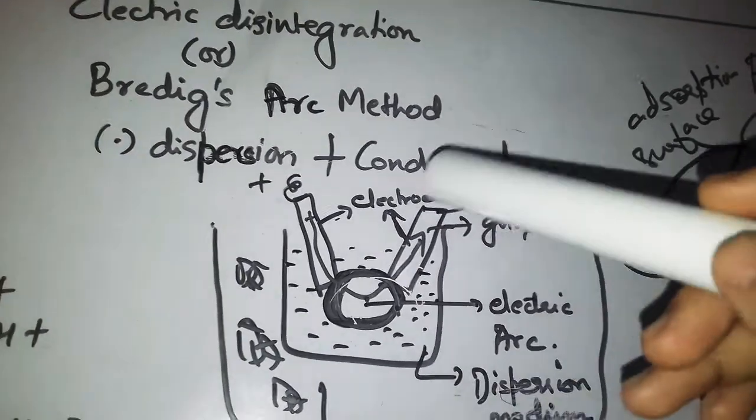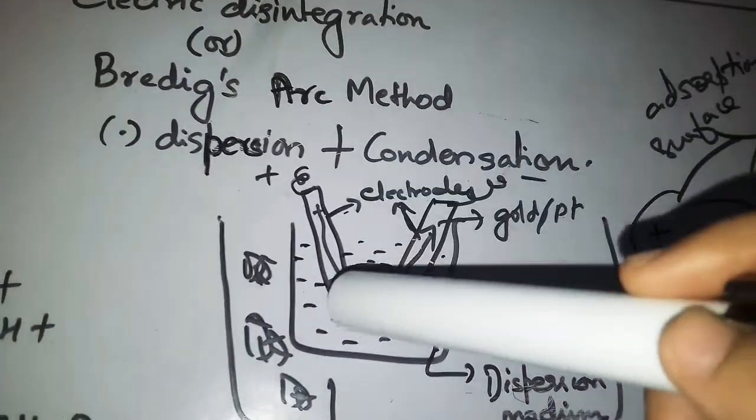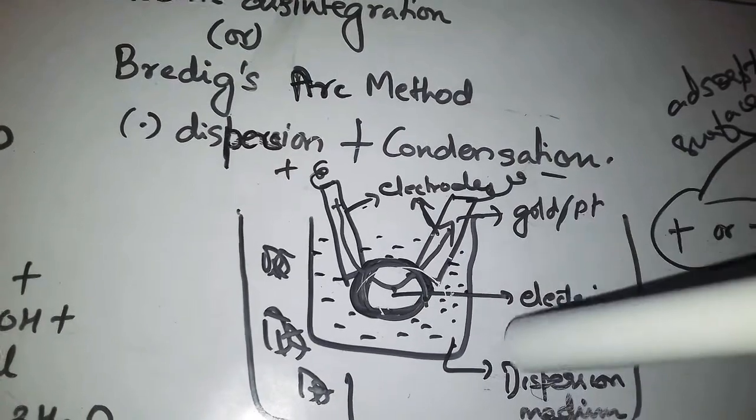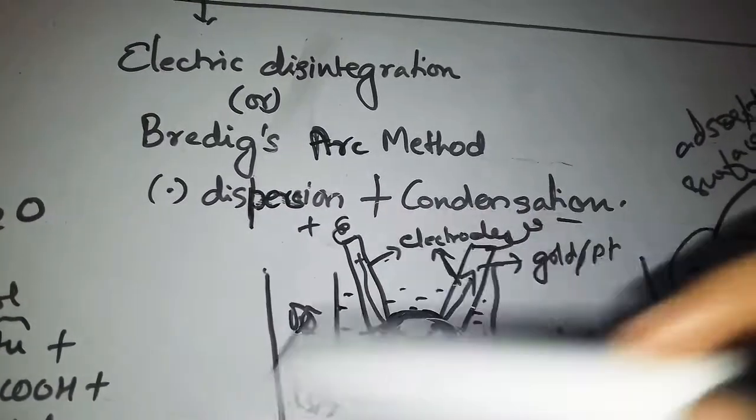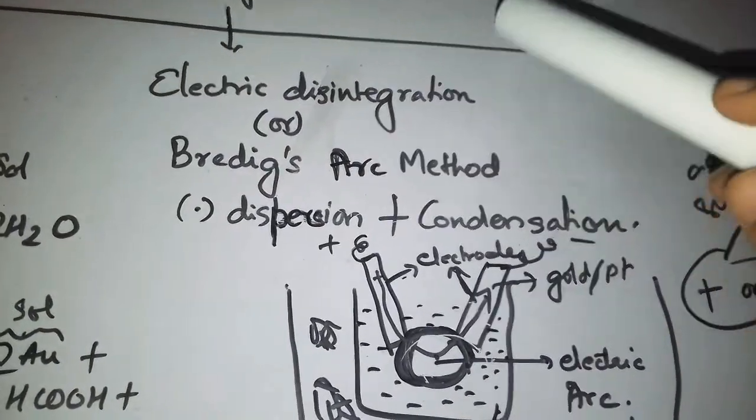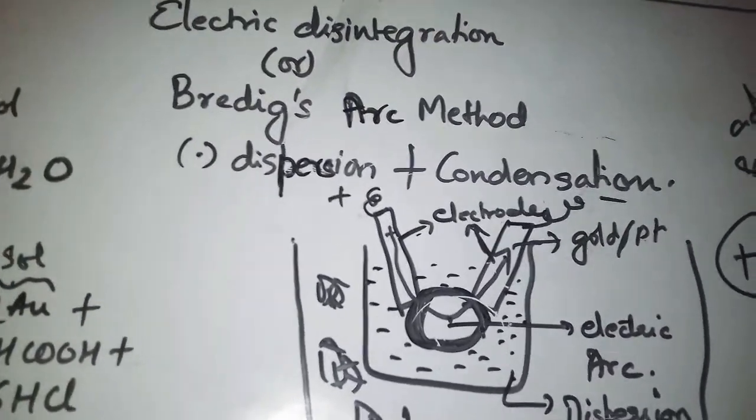it vaporizes the metal. Okay, it vaporizes the metal and it then condenses to form particles of colloidal size, and hence we get the colloidal sol. This is the second method and it is very important from the examination point of view.